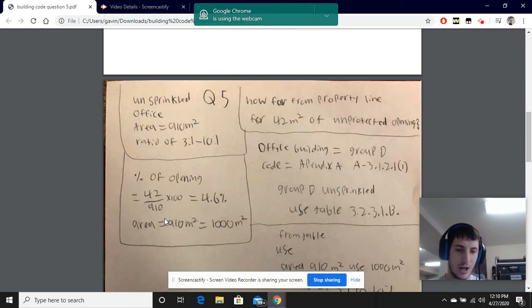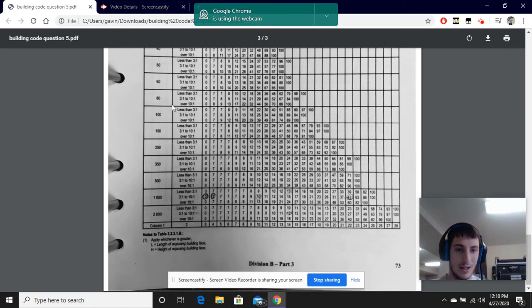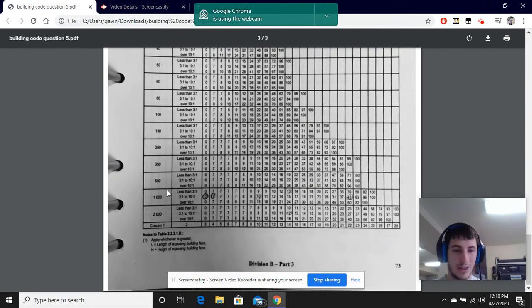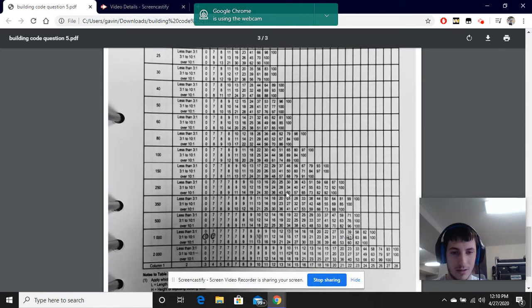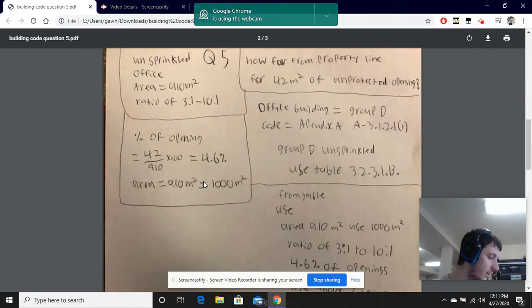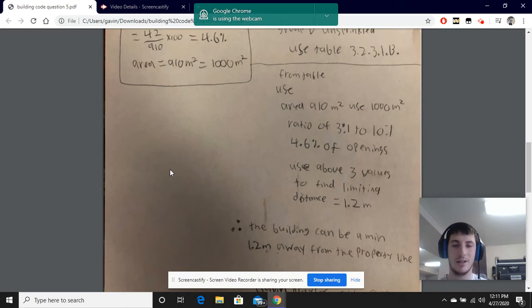Then on the chart, there is a list of areas. You have to take the 910 and round it up to 1,000. It's a used book, so there's some writing in it. Ignore that. So we use this table, and you use 910, rounding up to 1,000 meters squared. As for the ratio, it's the length divided by the height, or the height divided by the length, whichever is a greater number.